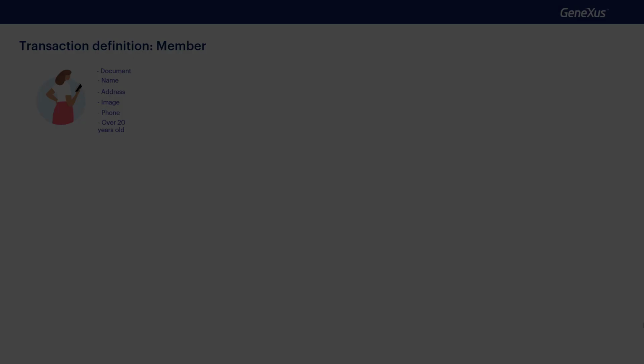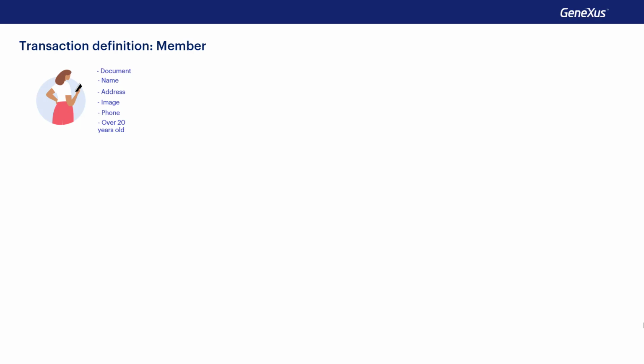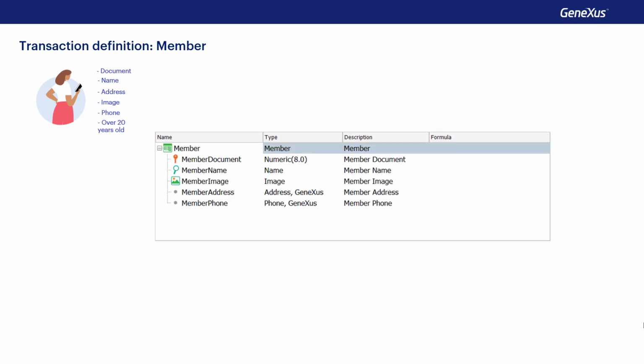Let's move on to member. For this, we define the member transaction with the following attributes. Member document, which corresponds to the ID card, and therefore is not auto-numbered, so we define it as an 8-digit numeric value. Member name, of name type.